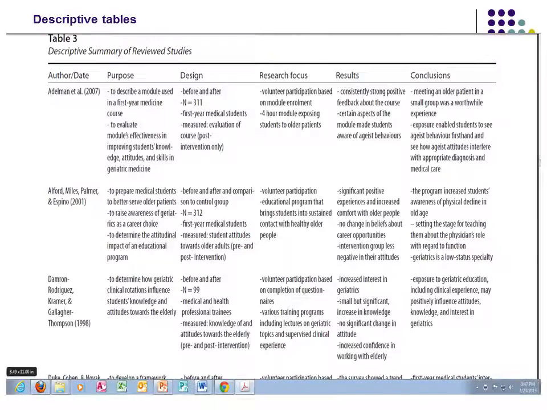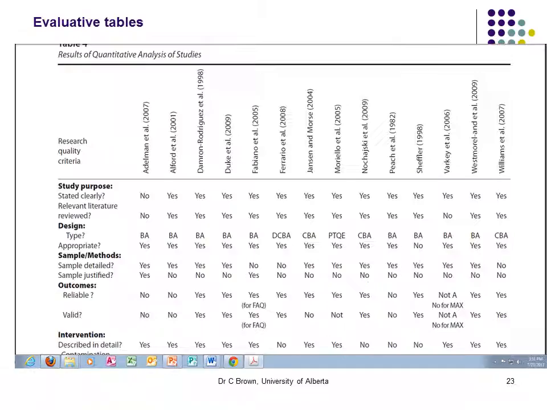Your descriptive tables just summarize the different journal articles that you looked at, the different pieces of research. So you can see across the top here, Edelman, what was the purpose of their study, what was the design, what was the focus, the results, and the conclusion. Right? So you just lay them all out like that. But this doesn't tell us anything about the quality of the studies. This just summarizes them so the person who's reading it understands a little bit more about the study without having to look it up for themselves. So it gathers the information together, but this is not your critique yet.